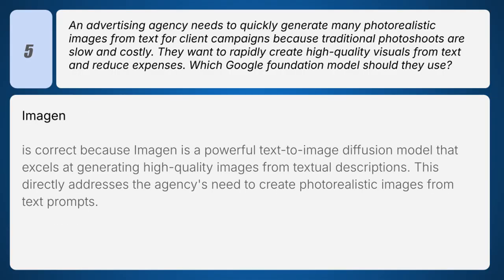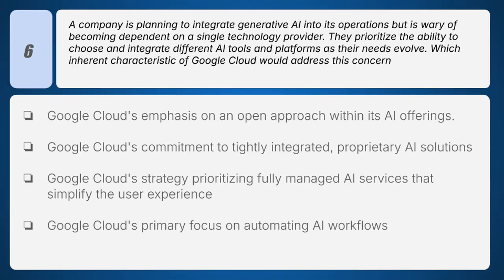Imagen is correct because Imagen is a powerful text-to-image diffusion model that excels at generating high-quality images from textual descriptions. This directly addresses the agency's need to create photorealistic images from text prompts.